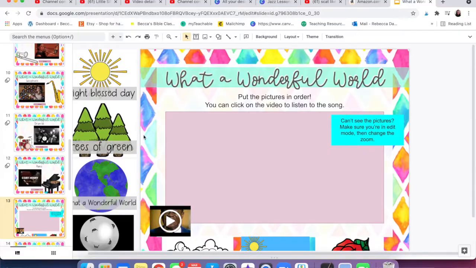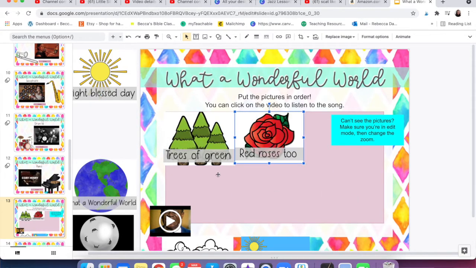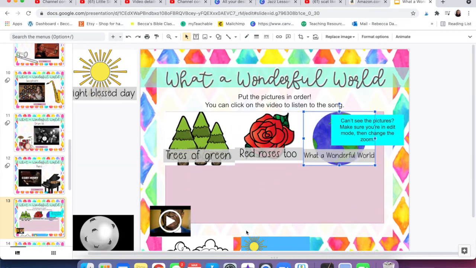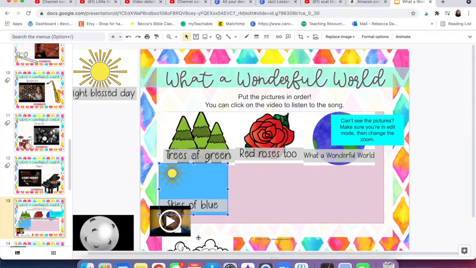So instead we put it in order with a Google Slides activity. I have a little slide, and then it has each of the different things as pictures and cards, and they drag them into the correct order. It also has the song on the actual slide, so the kids can listen to just that piece if they need to listen to it a couple of times in order to get them in the correct order. So this is a really good way to get the kids actually listening to the song really well.